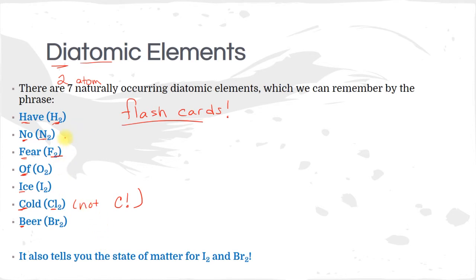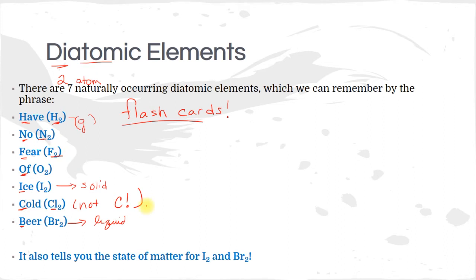Now, this is also an interesting mnemonic to know because it gives you the state of matter for these elements, all right? So like ice is solid water. As it turns out, at room temperature, iodine is a solid. It's a bright purple solid. It's actually really pretty. And then beer is a liquid, and that is also true for bromine. Bromine is a liquid, beer is a liquid. So the rest of these are all gases, okay? So like hydrogen, nitrogen, fluorine, all of these are gases. So this is a handy mnemonic to remember: have no fear of ice cold beer.